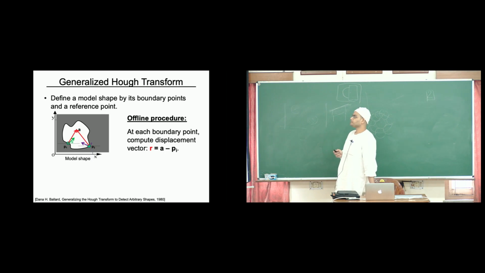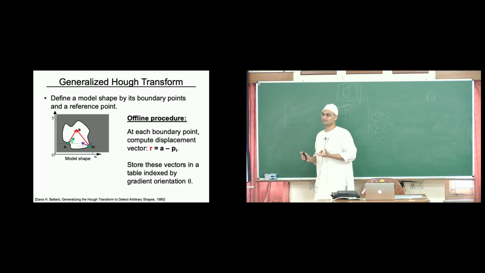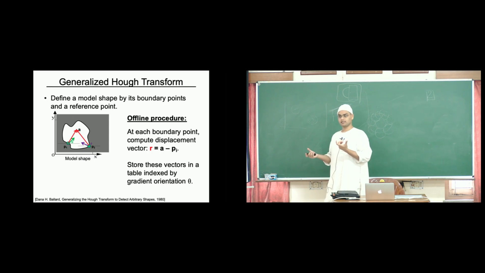And now store these vectors indexed by the gradient orientation. For this point, this is the gradient direction and this is the vector. So store these two pieces of information in a kind of dictionary, where for each key, each direction, you can have multiple values. Make sense? For each direction you may have multiple values. The gradient direction could be the same, but the displacement might be different.